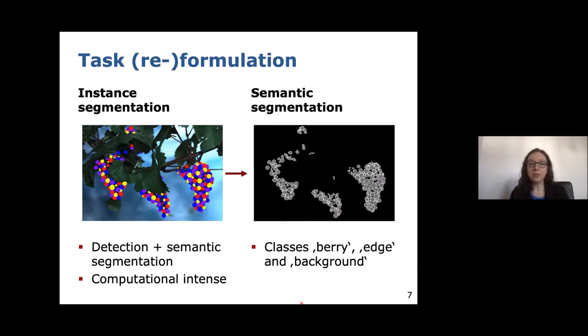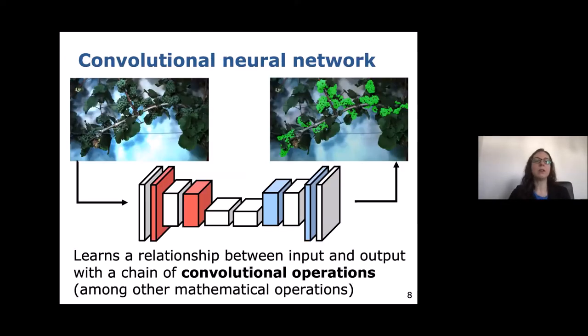At the moment, this is due to methods such as convolutional neural networks. And convolutional neural networks are a method which learns a relationship between an input and the output with a chain of convolutional operations, among other mathematical operations, but the core is convolutional operations. And convolution is a specific mathematical operation which extracts distinct spatial information from data. And I would say that convolutional neural networks were a game changer in many application areas since 2012, when AlexNet, a very famous convolutional neural network, was presented. So this gives us a lot of opportunities.